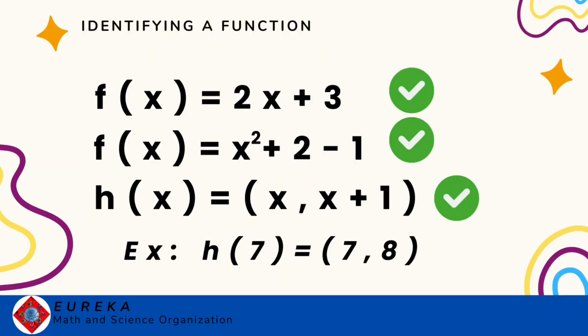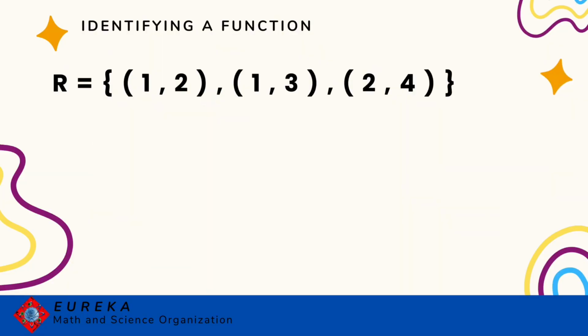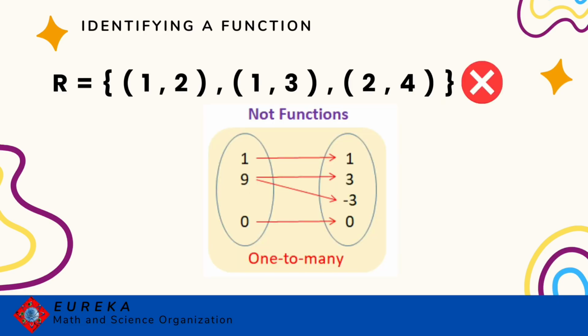Now for our fourth one, R is a set of ordered pairs where 1 is related to 2 and 3, and 2 is related to 4. Is this a function? The answer is no. Our definition of function is a relation where each input corresponds to exactly one output. And we can see in the given that the input number 1 is repeated and yields 2 outputs, which are 2 and 3. This violates the rule of a function. This kind of problem is called one-to-many. If the problem is one-to-many, then it is not a function.